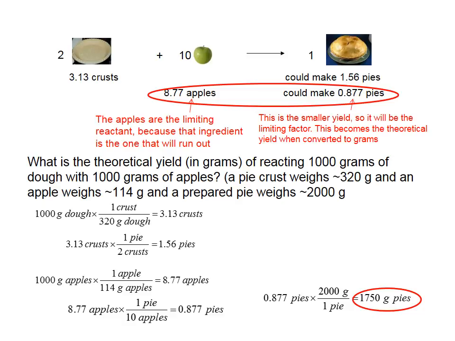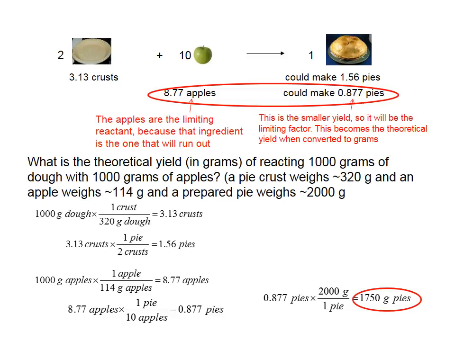So this is really kind of how we do our standard problems. First, I'm going to focus on the dough. If I had 1,000 grams of dough and each crust is about 320 grams, that's enough for about 3.13 crusts. So I'm looking at that first calculation. And from 3.13 crusts at 2 crusts per pie, that's enough for 1.56 pies.